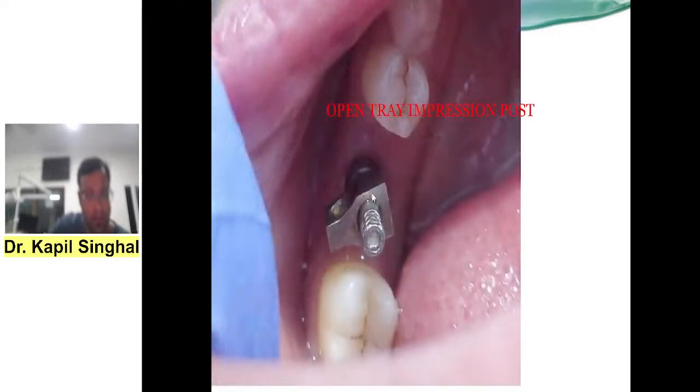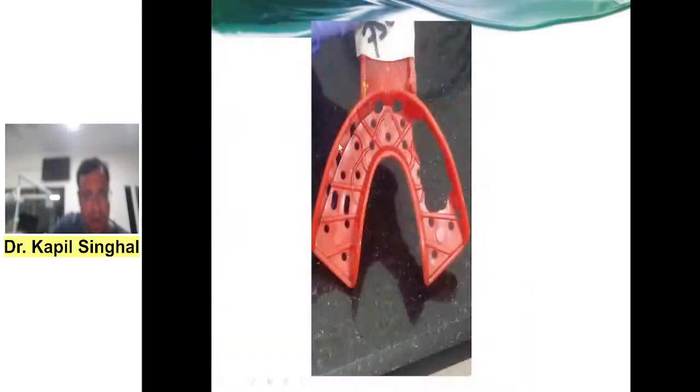This is an open tray impression post. So if you get a picture like this and they ask you what is this, so that's an open tray impression post. Now I will select a tray and I'll create an opening. That is why open tray. I'll create an opening in this tray. So that's an opening I have created in the tray.